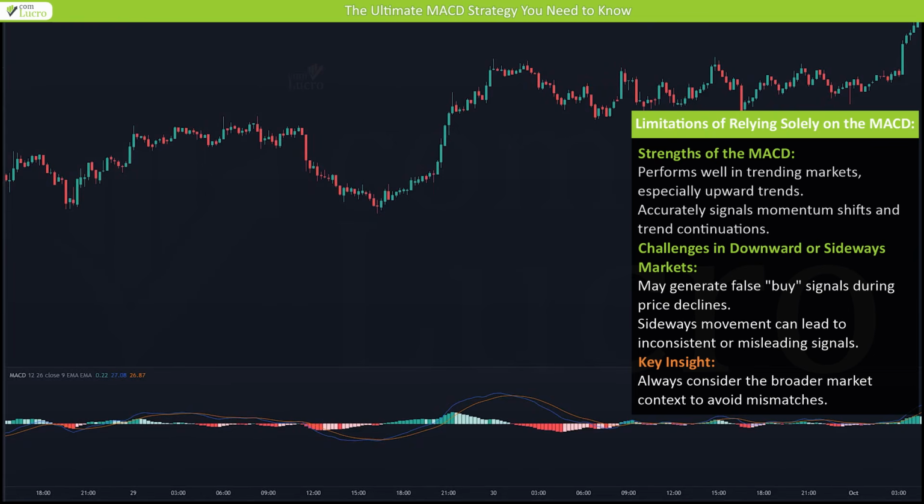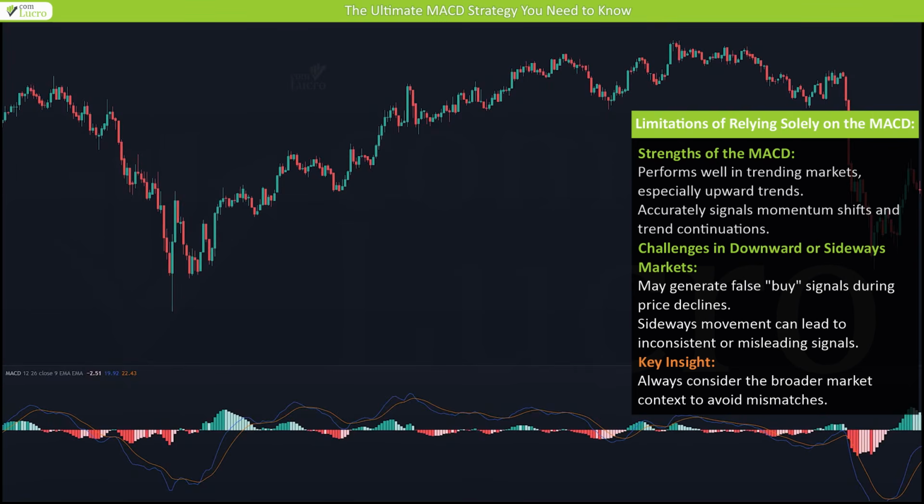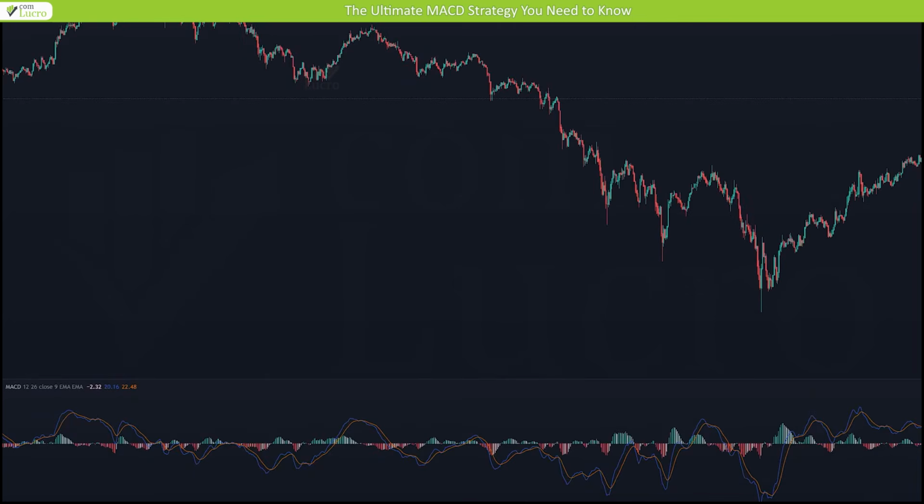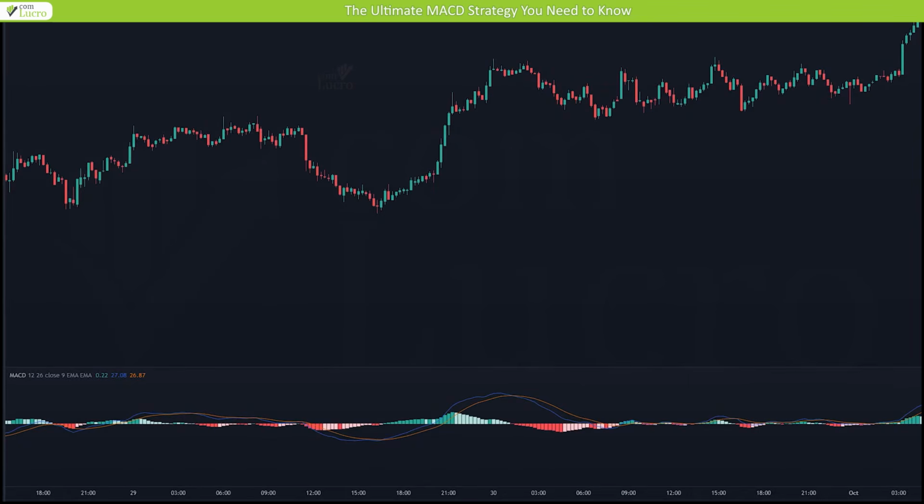The MACD works exceptionally well when the market is trending. For instance, in an upward trend, the MACD accurately signals when the price is likely to continue rising, making it a valuable tool for spotting momentum shifts. However, the challenge comes when the market is in a downward trend, or even moving sideways. In these cases, the MACD may still signal a buy opportunity, even though the price continues to decline. This mismatch can lead to losses if you don't account for the broader market context.